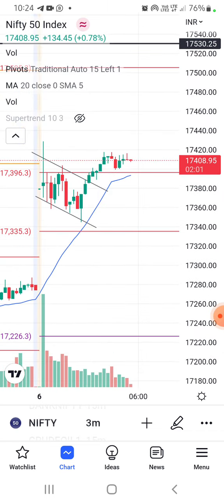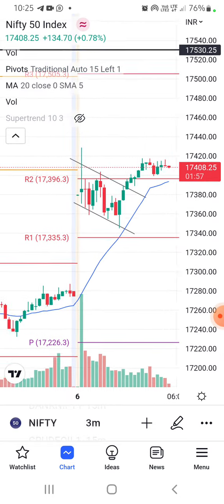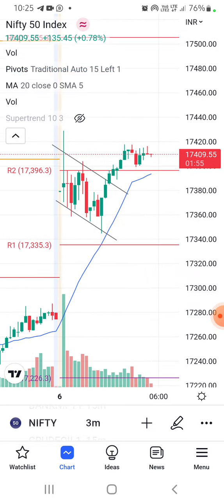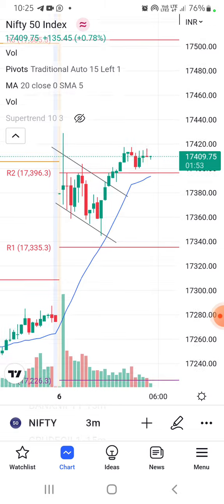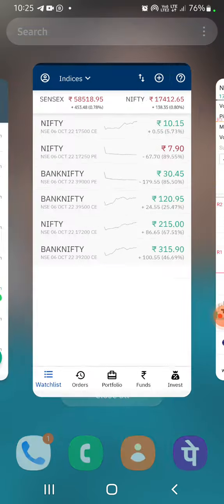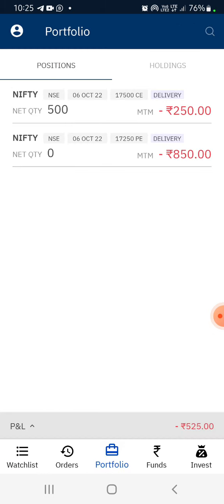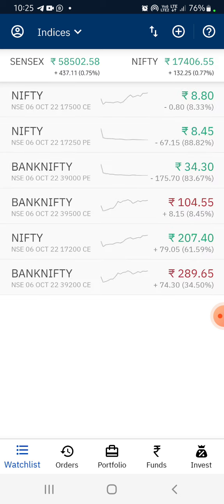See, the market has crossed over here at resistance level R2, so I have taken a position in the 17,500 call option at zero hero. This is the live trade going on. See here, the first one that currently it was running at, oh god, okay, it was running at 8 rupees.